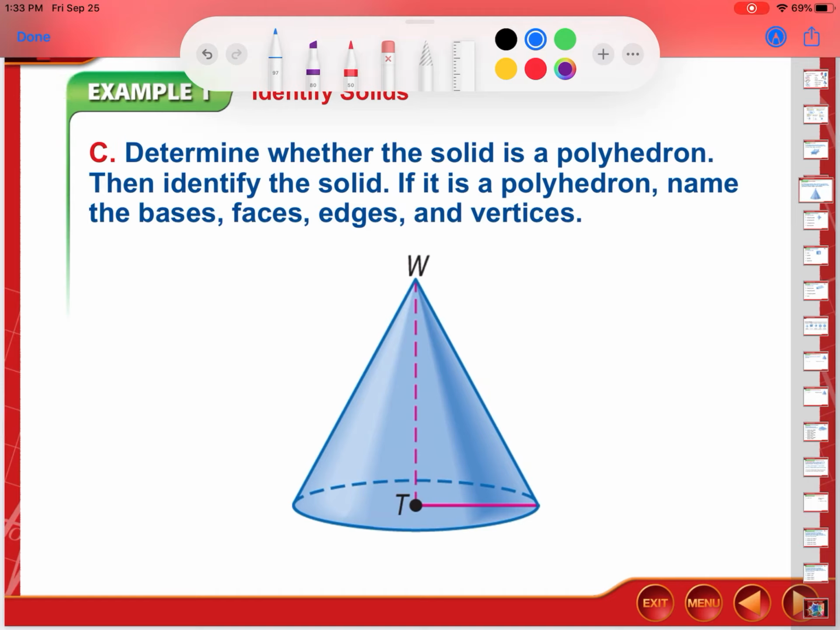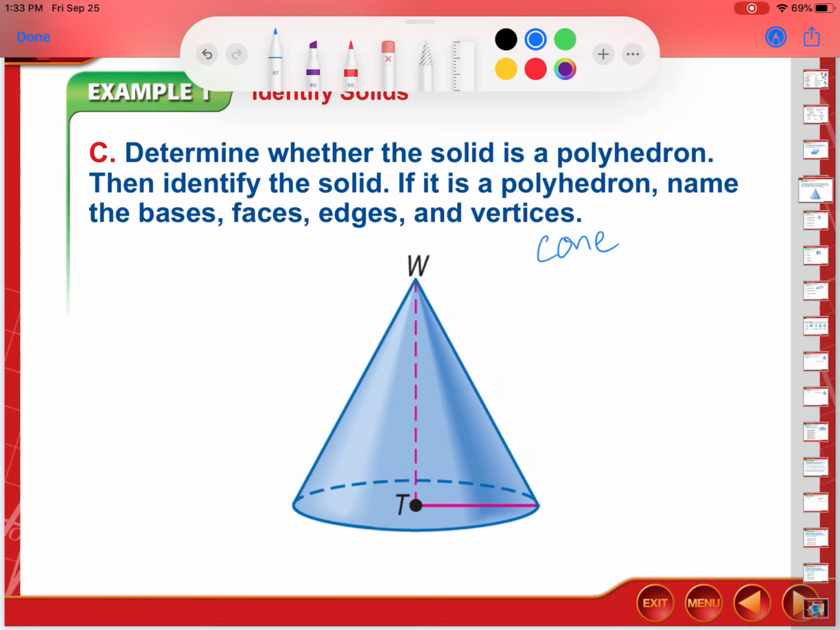So, determine if this is a polyhedron. So, right away, I see it's a cone. I know that's not a polyhedron because a polyhedron has to have all plane faces, and this circular shape going to one vertex is not a plane. By definition, it's not a plane. So it is not a polyhedron. I'm just going to name it cone because we know it's a cone.